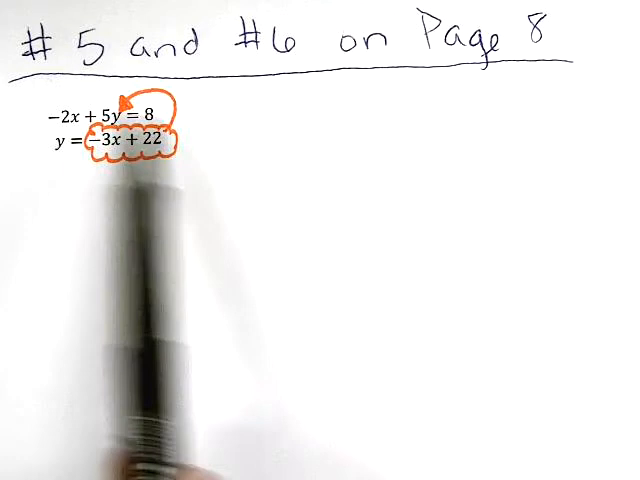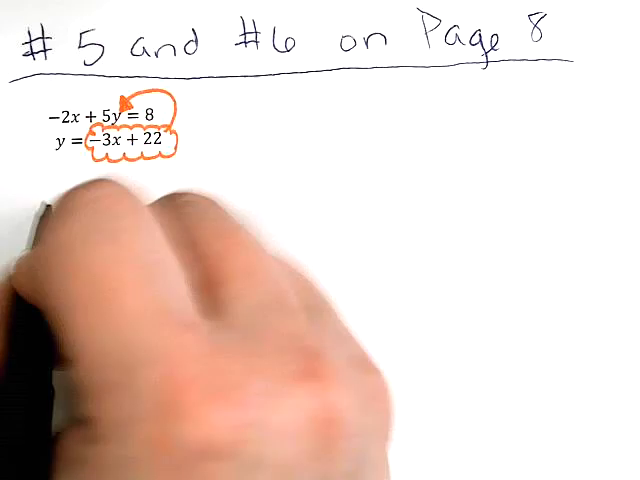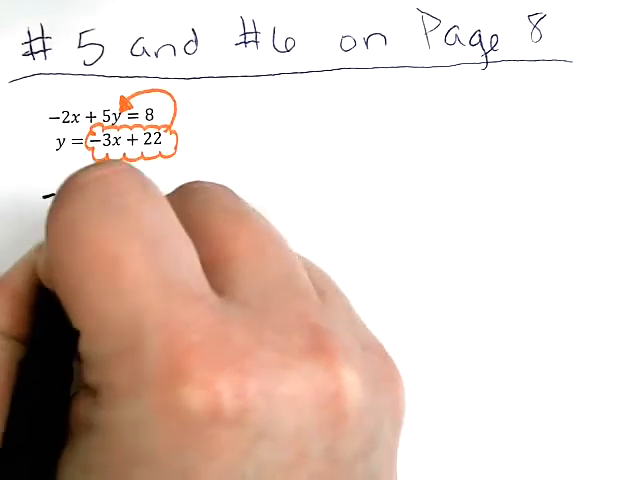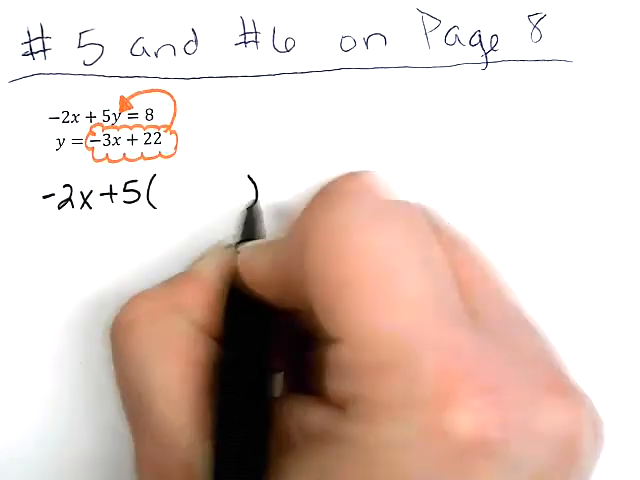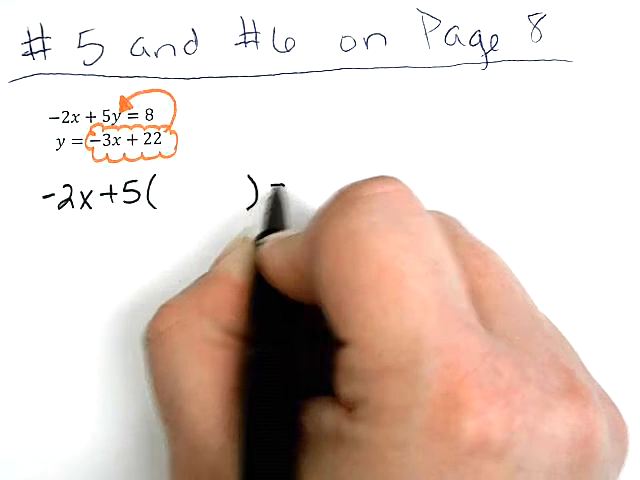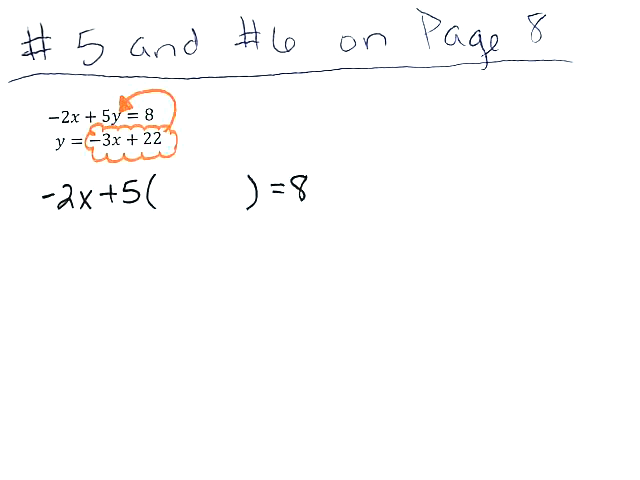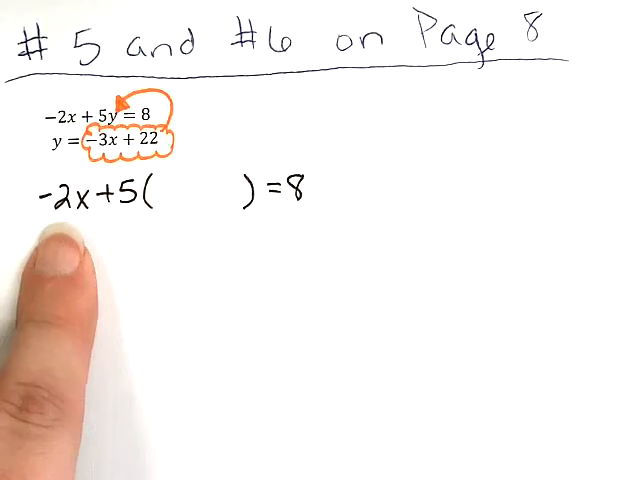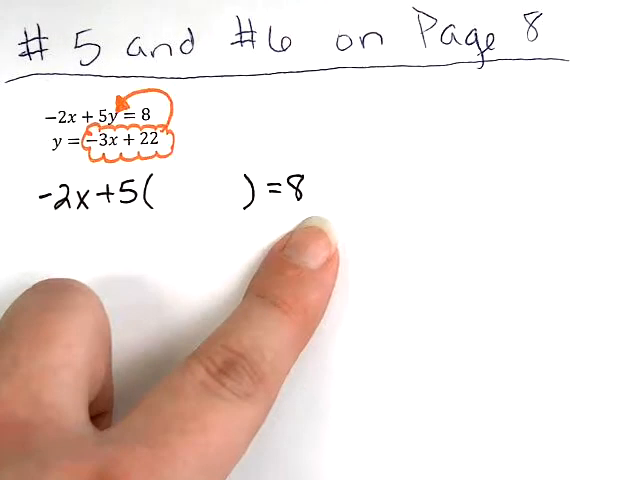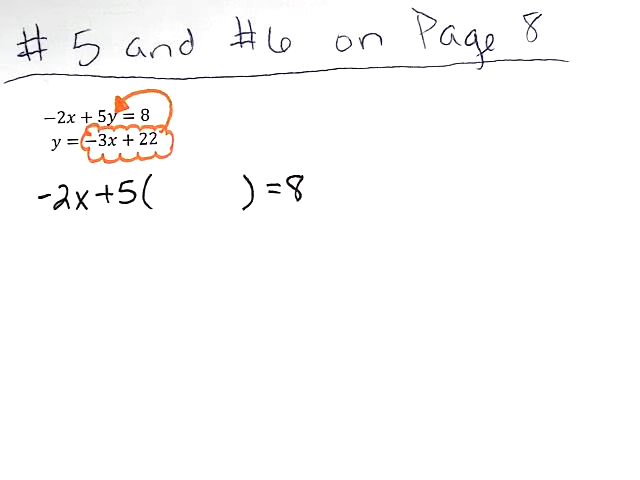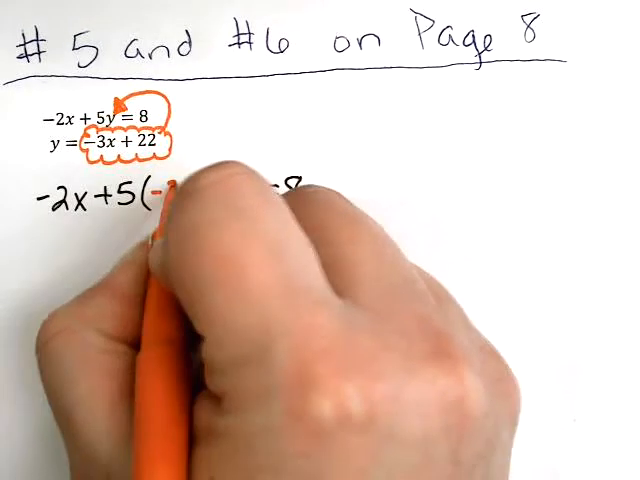Now I want to take that and substitute it in there, which means the rest of my equation is not going to change. I'm going to rewrite negative 2x plus 5, and instead of y, remember we put those big parentheses, equals 8. I always take a second and just make sure, okay, is that the right equation? Negative 2x plus 5y equals 8. And instead of y, I'm going to plug in my blob. So negative 3x plus 22.